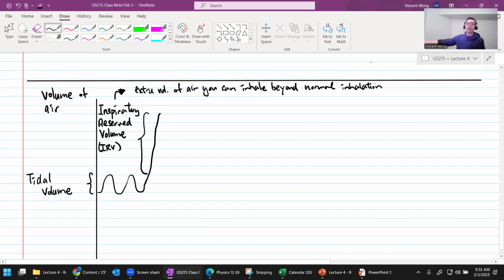Imagine doing the dive, right? You're going to have to take in as much air as possible. So that extra bit that you take in, inspiratory reserve volume. All right. As you breathe it back out like that, and then you can resume your normal breathing. Tidal volume, like the water coming in and out at the beach, right?